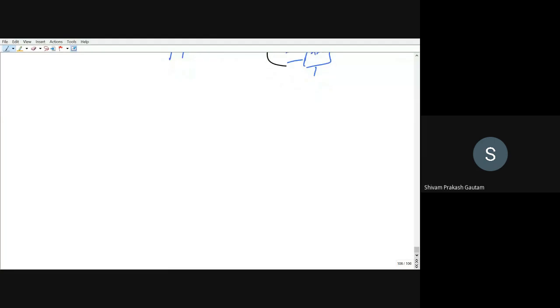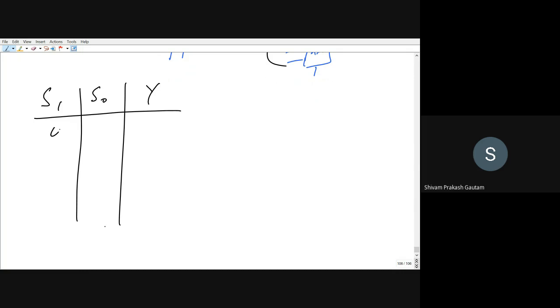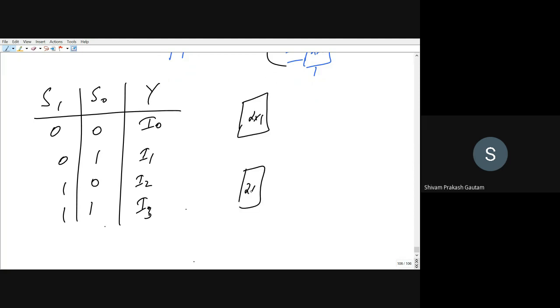So if I draw a 4x1 mux, the select lines in a 4x1 mux, there are 2 select lines. So 2 I have drawn, and one output line will be there, that is Y, let us say. So 00, 01, 10, 11. Let us say this is I0, I1, I2, and I3. Here we are having a 2x1 mux, and we are having another 2x1 mux.